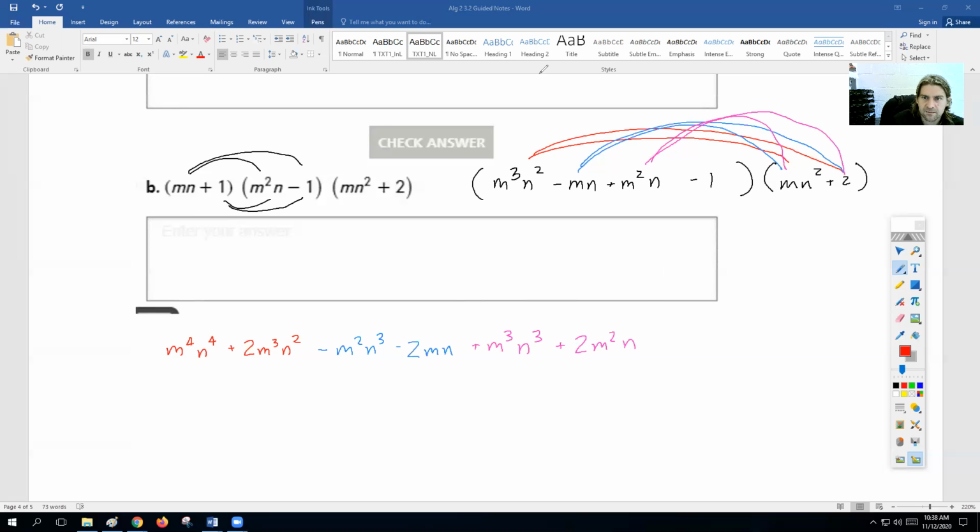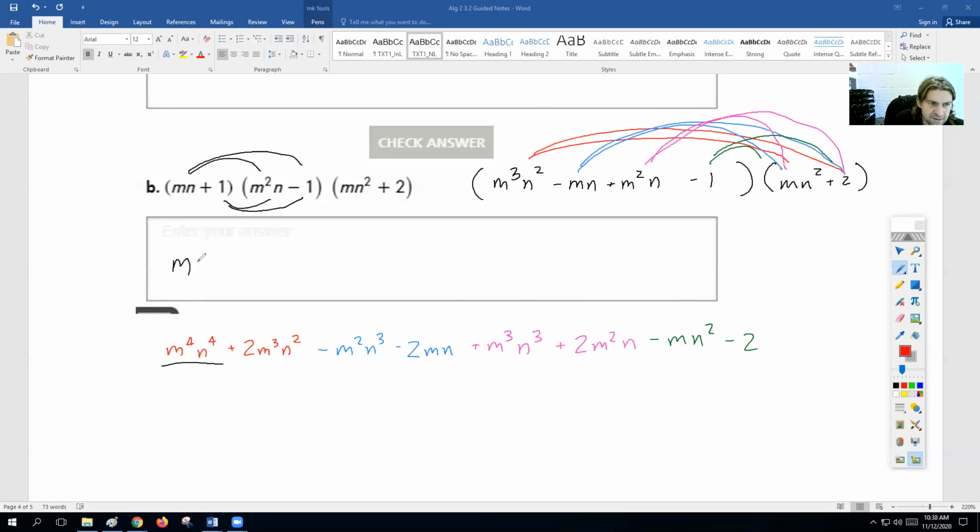And then finally, we need to distribute the -1 to both of those. So we'll get a -mn squared and a -2. All right, so let's write this answer here in descending terms. So what's the highest degree here? We got a degree 8. Don't see anything close to that.